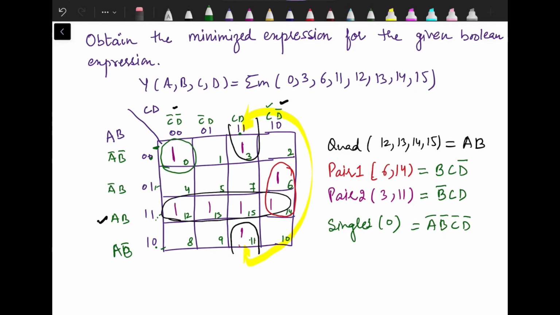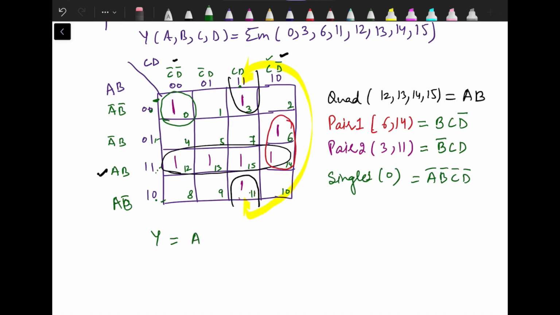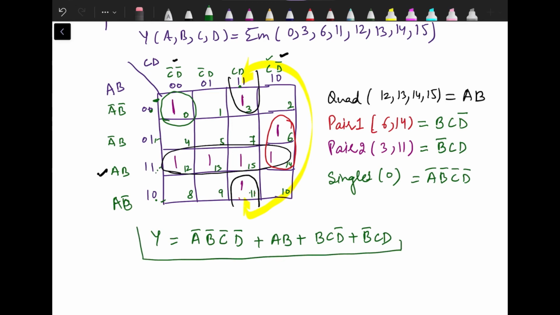So what's the final expression? The final expression of Y is A complement B complement C complement D plus AB plus B C D complement plus B complement C D. So this is the final minimized expression using the K-map.